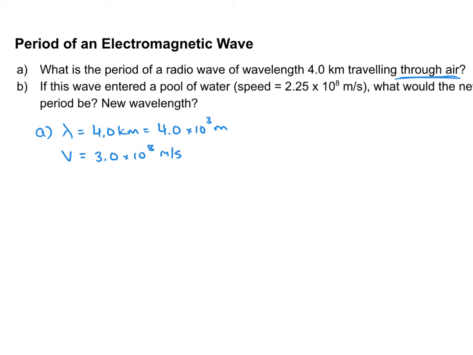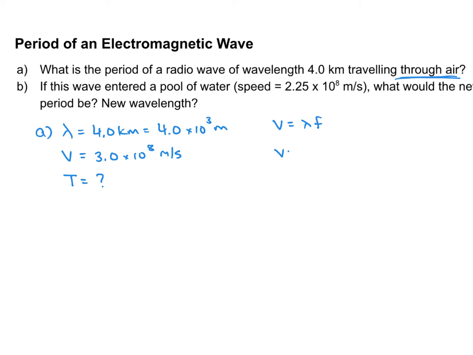The goal is to find the wavelength. No, it's not. The goal is to find the period. So the speed of a wave is equal to lambda times f. However, there's a relationship between the frequency and the period. They're just reciprocals of each other.